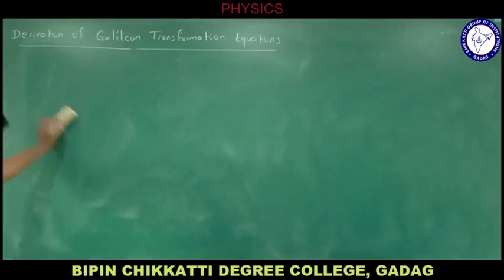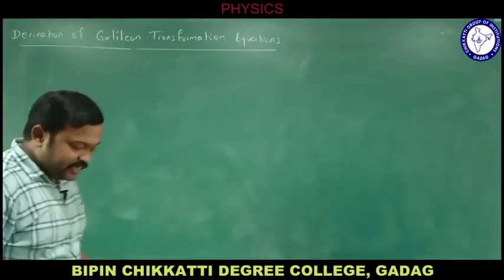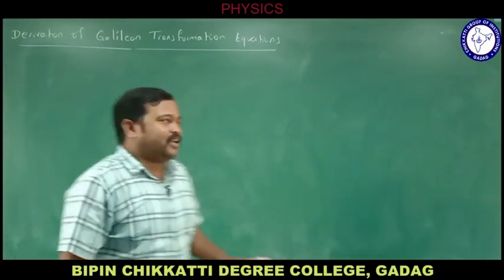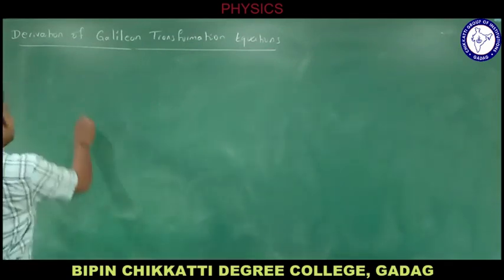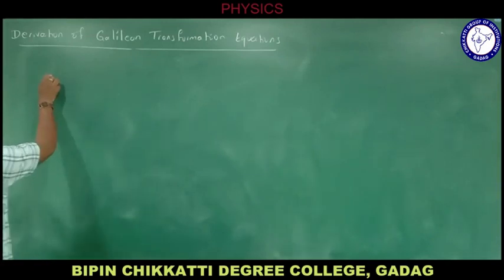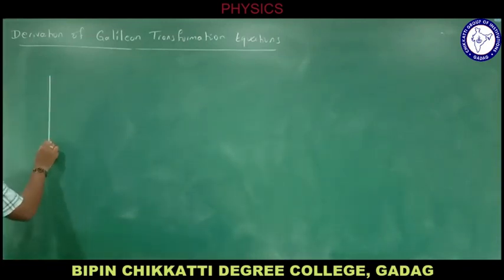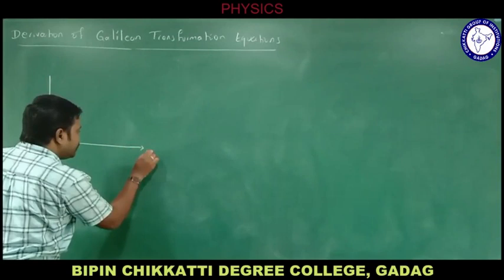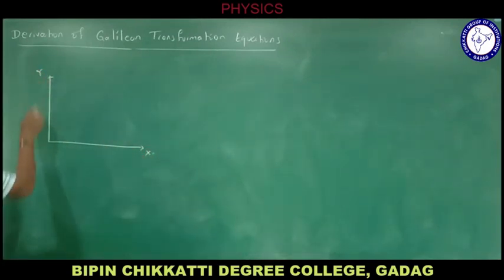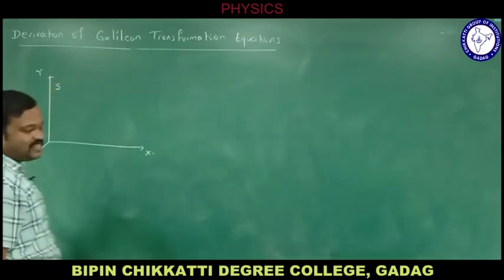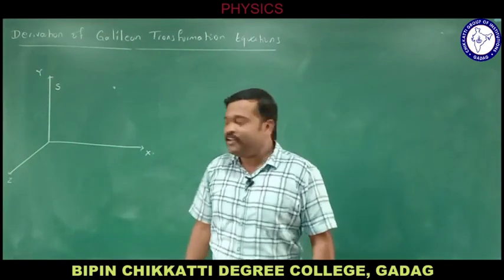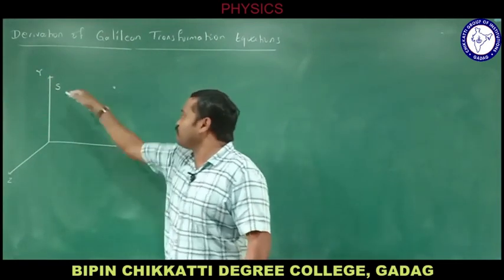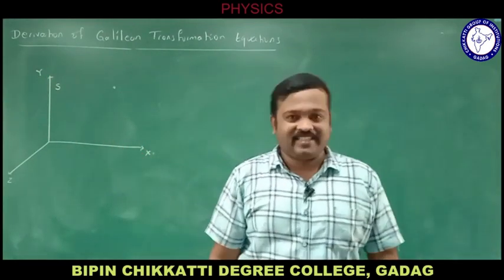Now let us consider an event that takes place at point P, and we will be seeing that event from two different frames of reference. Let me consider this as a frame, with this as the x-axis, this as the y-axis, and this as the z-axis. Let me call this frame A. I'm seeing this event from this frame of reference, and that frame is S.